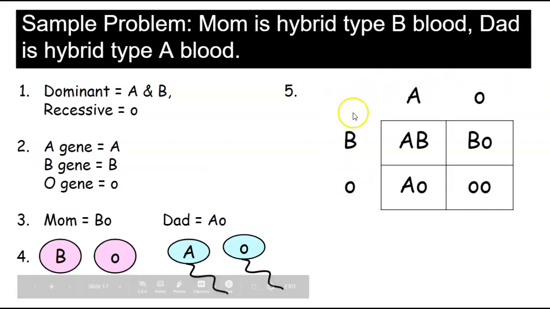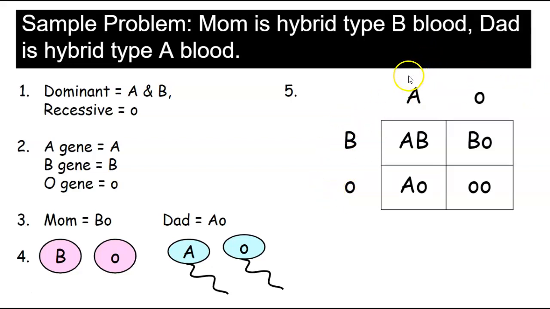You could have swapped these two. You could have dad over here and mom over here, as long as mom's genes stay together and dad's genes stay together. So when we fill this in, we have an AB, a BO, an AO, and an OO.